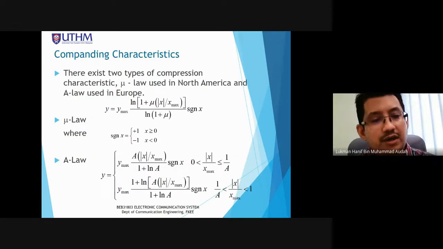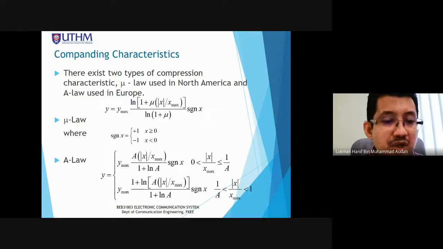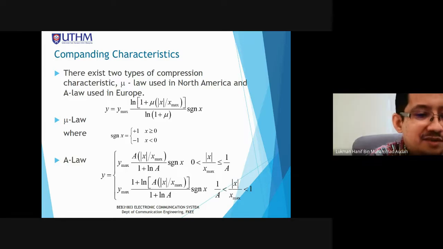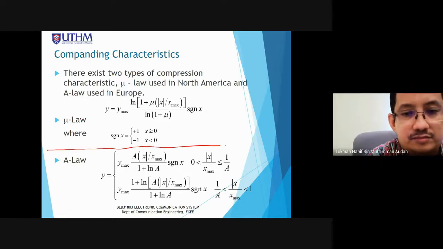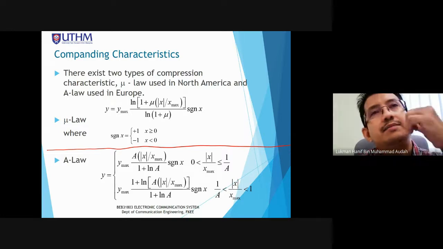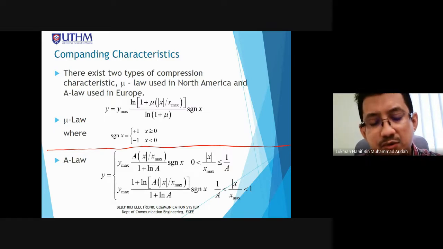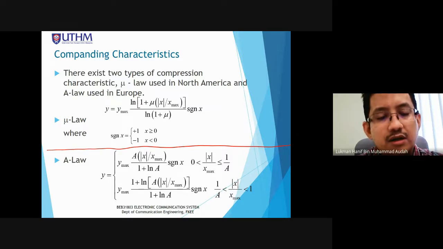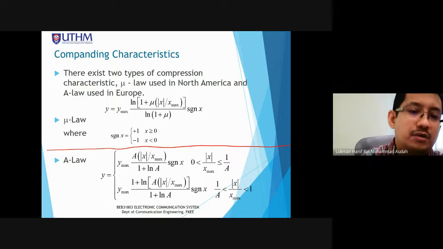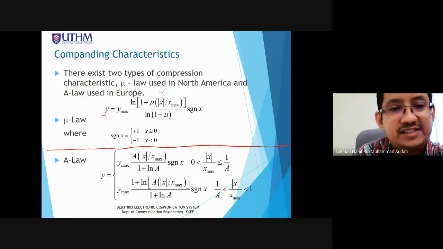So ini berkenaan dengan companding characteristic about the mu law and A law. Okay. Ini tak perlu hafal, jangan hafal. Ini pernah ditanya dalam final exam long time ago berkenaan dengan find the output value of y if you are given the value of x.